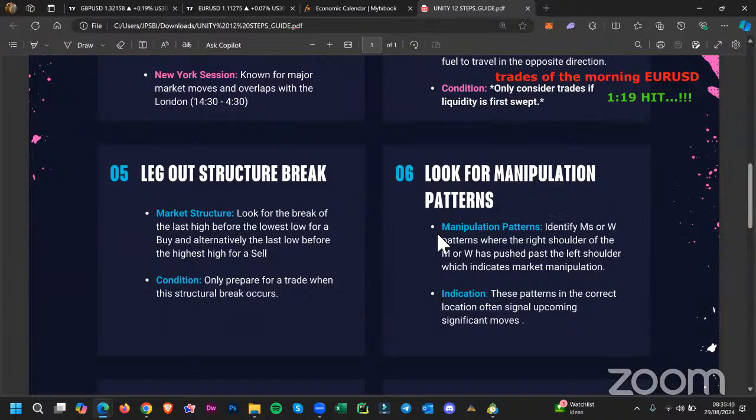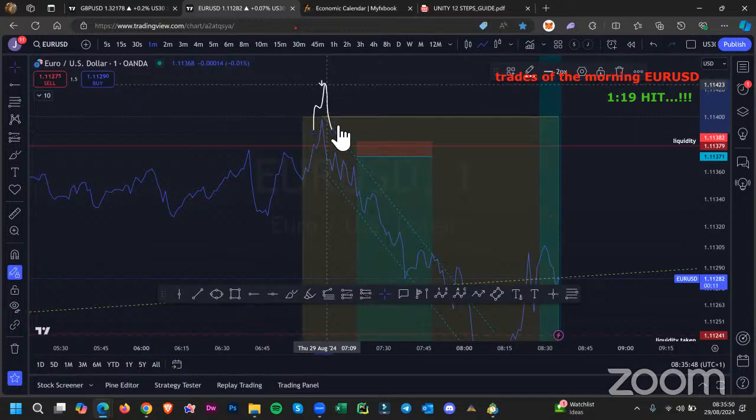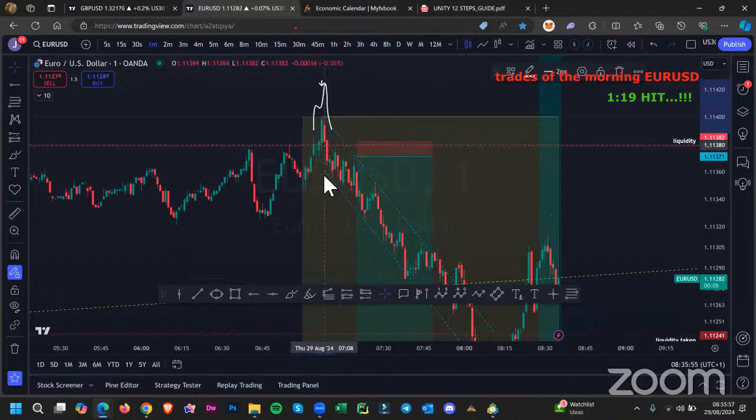Looking out for manipulation patterns. We want to see that manipulation, but we want to see that leg out. What do I mean by the leg out? I mean this leg here, this push out. We want to see a nice little push that, when it breaks that middle part of our manipulation M, we want to see imbalance.